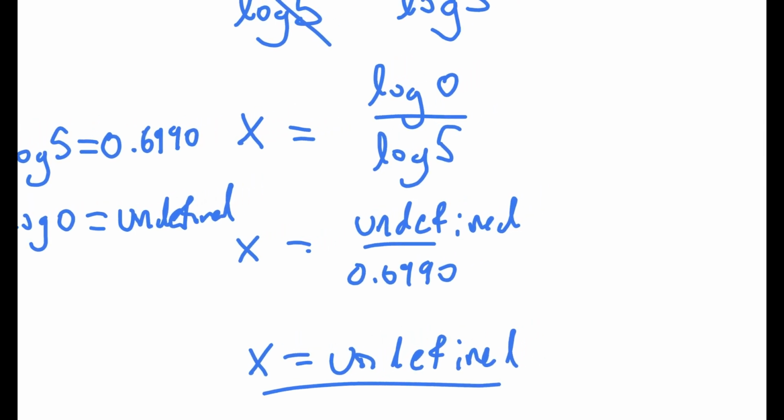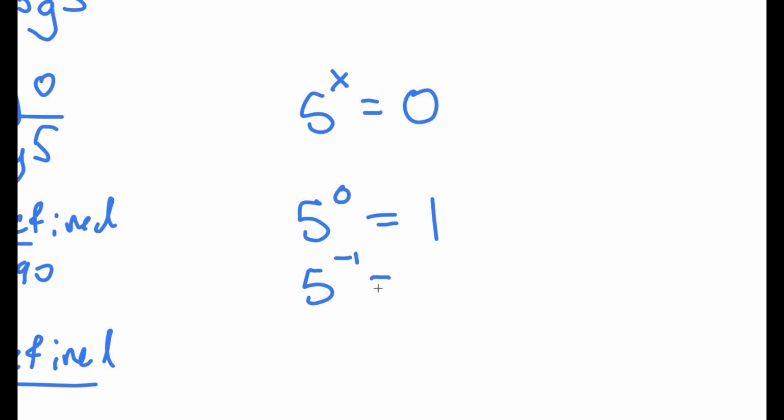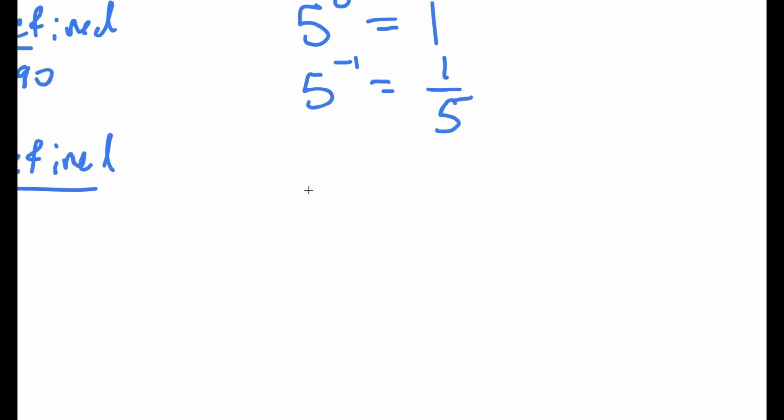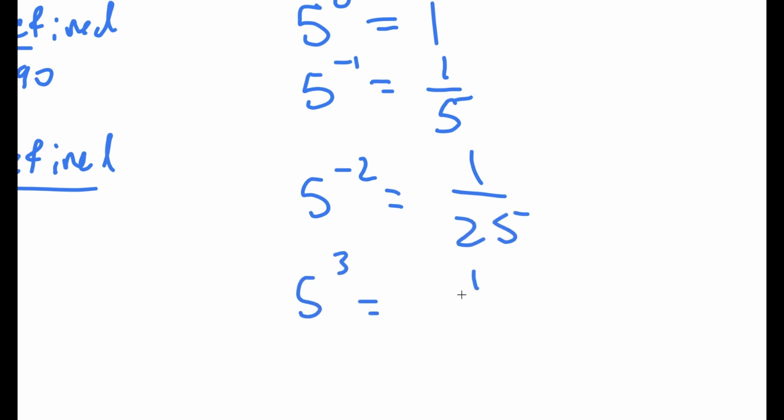And another way to actually prove this is our equation was 5 to the power of x equals 0, right? Well, 5 to the power of 0 is equal to 1. Let's do 1 less than 0. 5 to the power of negative 1 is equal to 1 over 5. Let's do 1 less. 5 to the power of negative 2 is equal to 1 over 25. 5 to the power of negative 3 is equal to 1 over 125.